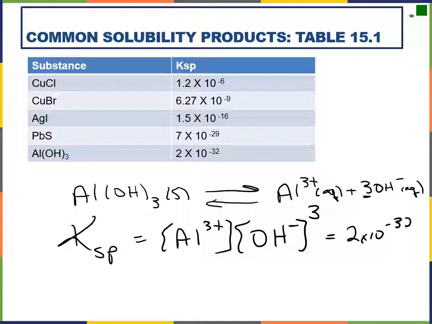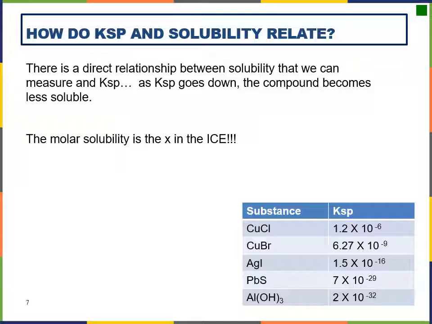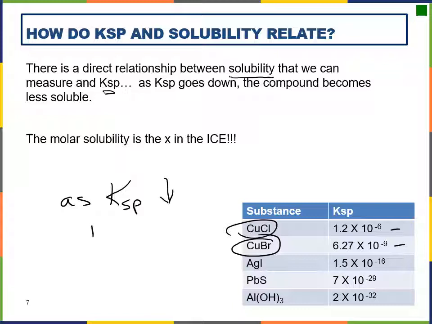You'll be given these on the exam, and you can look them up in the back of your textbook on any of the homework problems. So we can realize there's a direct relationship between the solubility and the KSP. If we consider, for example, copper chloride and copper bromide, we notice here that K is going down, that this K is bigger than this K. So as K, our KSP, our equilibrium product, again, ratio of products over reactants, goes down, the substance becomes less soluble.